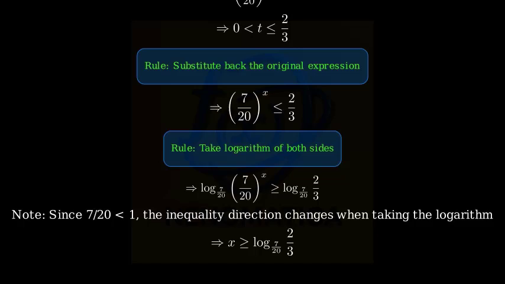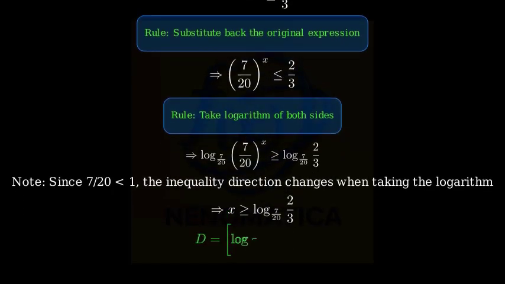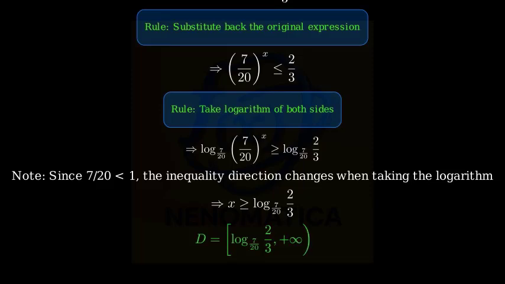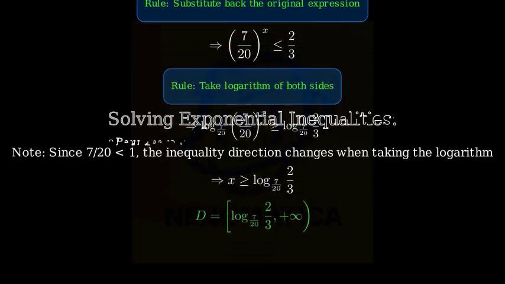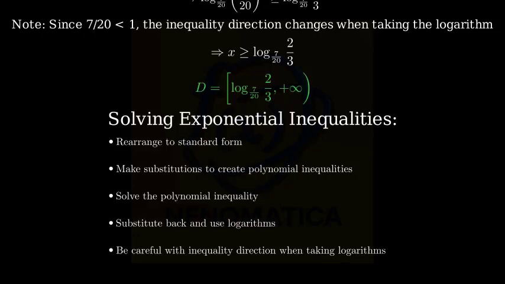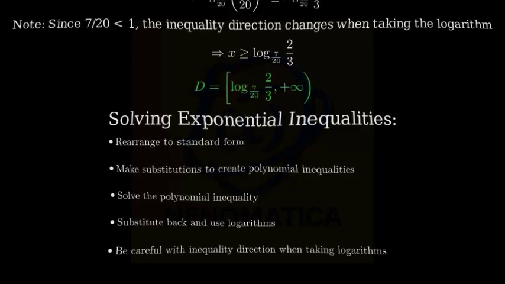Therefore, our solution set, which we'll call D, is the interval from log base 7 over 20 of 2 over 3 to positive infinity. To summarize, when solving exponential inequalities, we start by rearranging to get a standard form. Then, we often make substitutions to convert the exponential inequality to a polynomial inequality. After solving the polynomial inequality, we substitute back and use logarithms to find the solution for the original variable. Remember to be careful with the direction of the inequality when taking logarithms, especially when the base is less than 1.